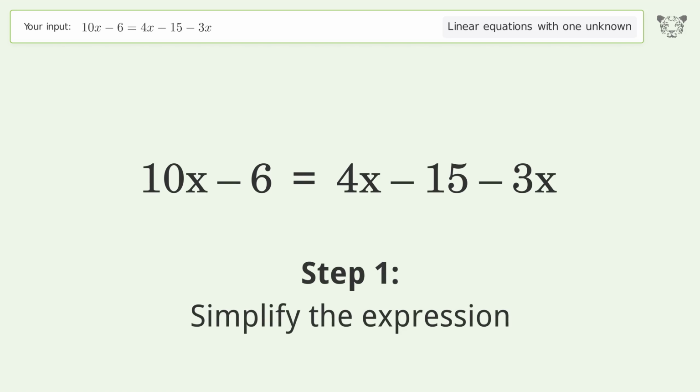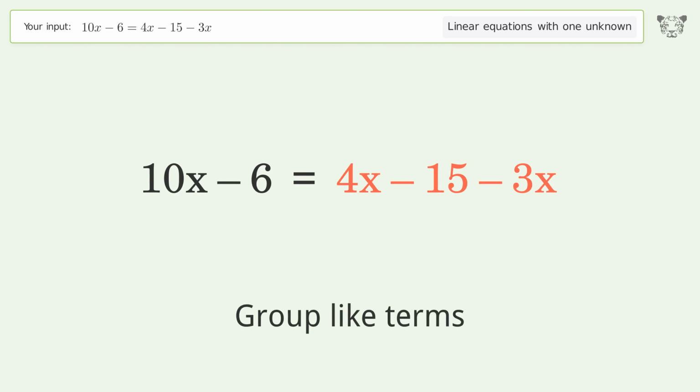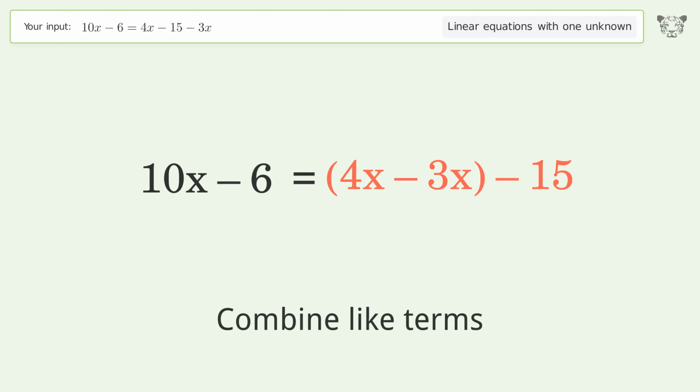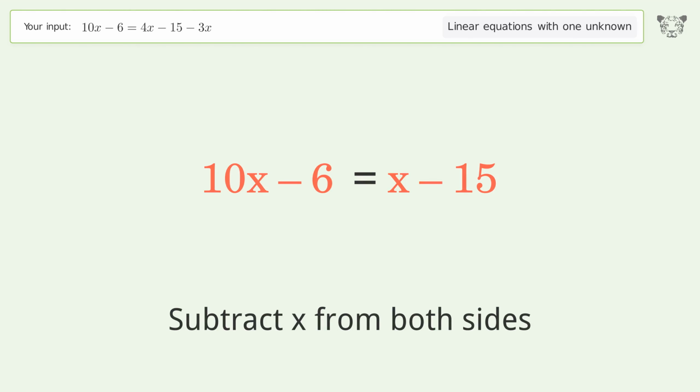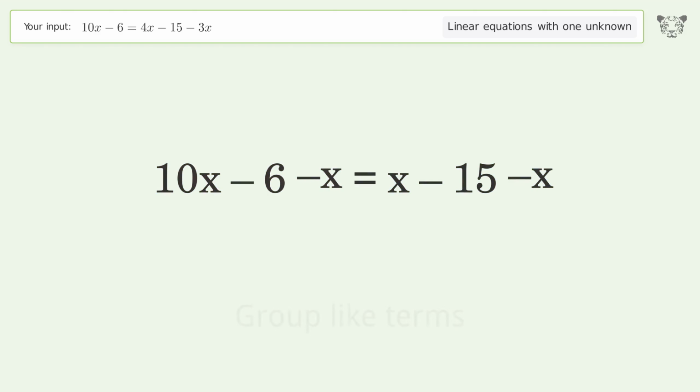Simplify the expression. Group like terms. Combine like terms. Group all x terms on the left side of the equation. Subtract x from both sides. Group like terms.